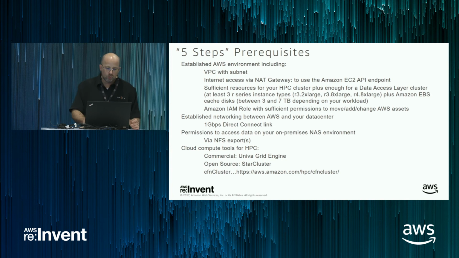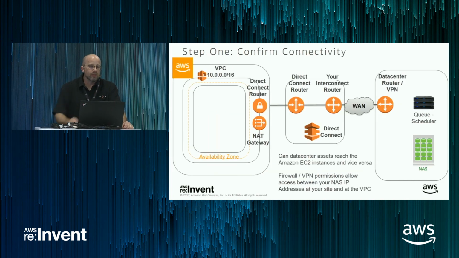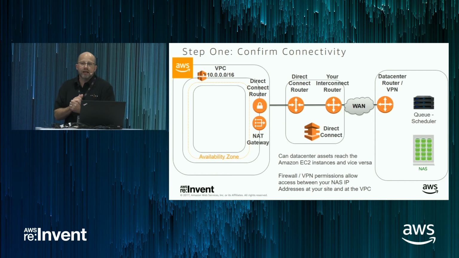That's in your domain to make those selections. It probably has some analog with what you're doing in your data center today. So step 1 is confirming that connectivity. Quite frankly, anything I've ever done on Amazon requires this as step 1.